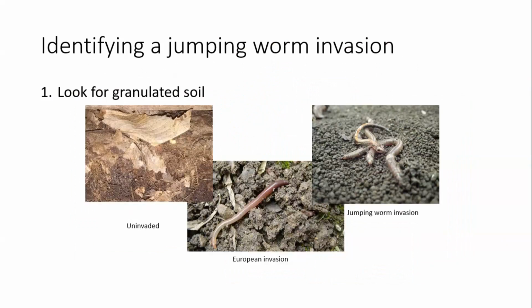So the first thing, as I mentioned, is looking for that granulated soil. Here's another up close picture of it here on the right. This is what jumping worm invaded soil looks like when it's a pretty strong invasion. The European lumbricid invaded soils tend to look a little bit more homogeneous, kind of like garden soil. And then here, if it's not invaded by any kind of earthworm, you'll tend to see lots of organic matter and leaves from many previous years building up.